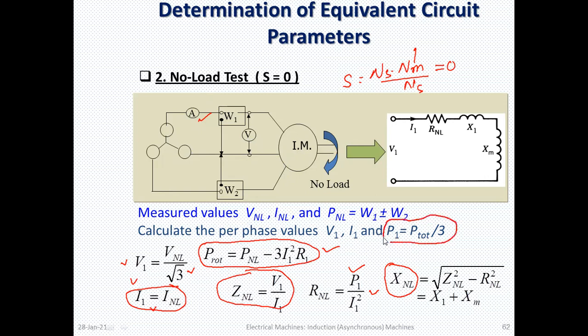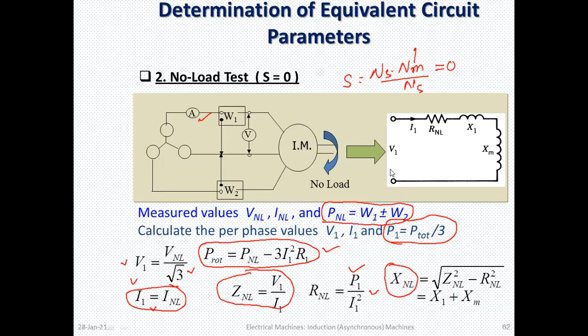We are considering two-phase loss, and PNL is the summation of the two wattmeter readings, W1 plus W2. It may be plus or it may be minus also. Sometimes we have to subtract it, sometimes we have to add it. Now the equivalent circuit of this diagram is given here.